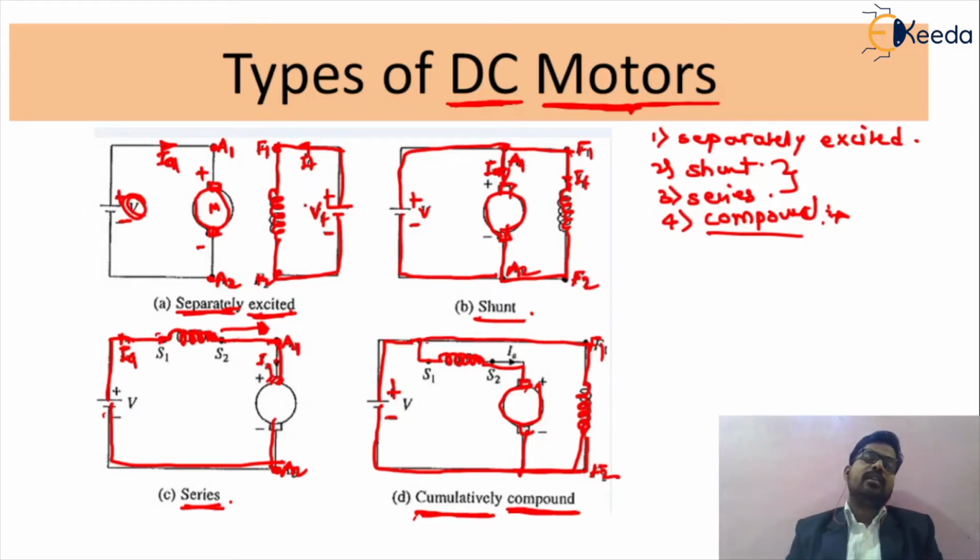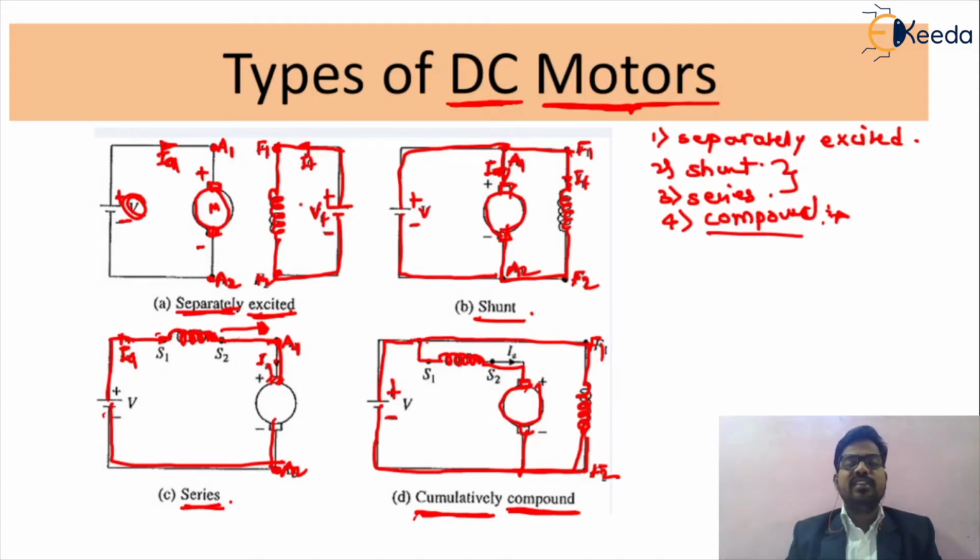So friends, these are the different types of DC motor, and depending upon your application, we can decide whether the DC separately excited motor is applicable for that particular application, whether the DC shunt motor is applicable, or whether we can use the DC series motor for that particular application.